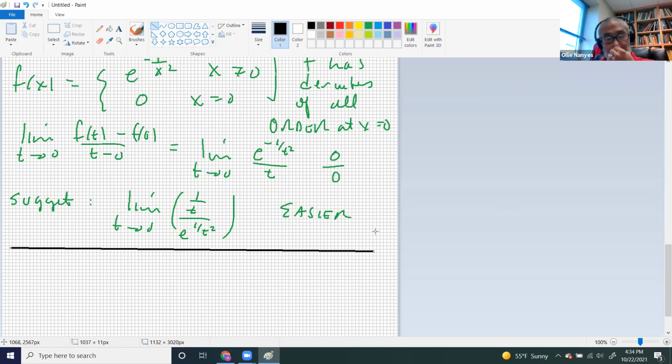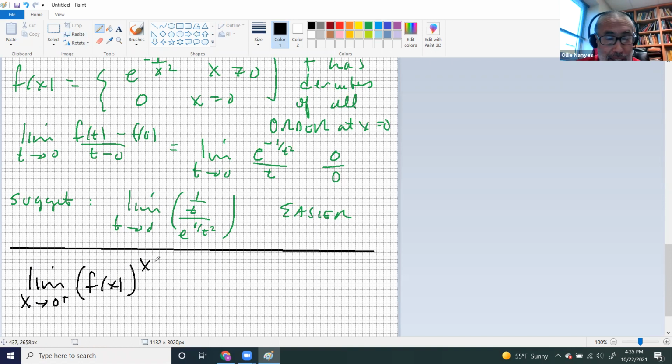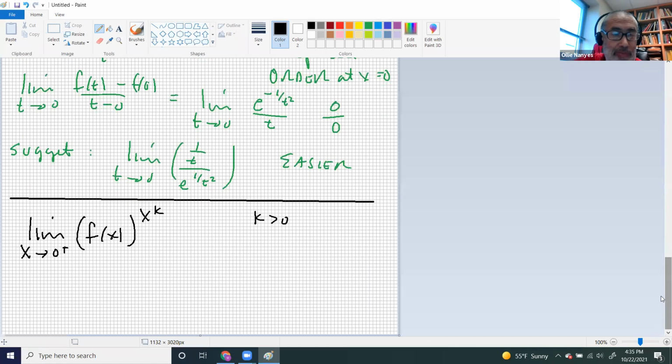So let's take a look at this. We now have a 0 derivative. Now let's get back into our limits. Let's take a look at the limit as, let's say, x approaches 0 from the right, of your f of x, where f of x is defined up here, to x to the, let's say, k power, where k is some number greater than 0, positive.